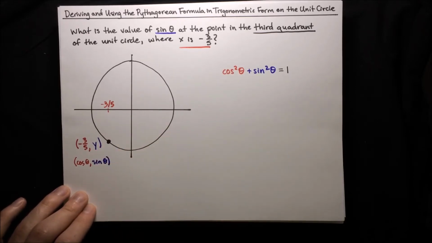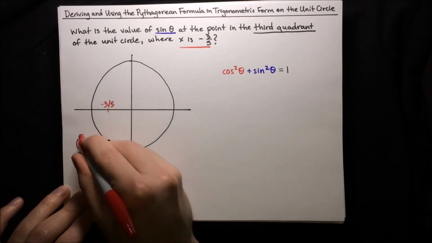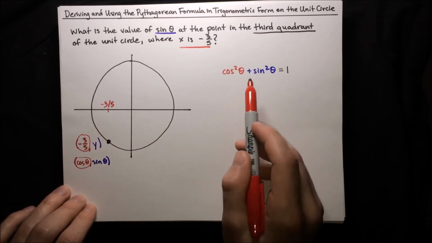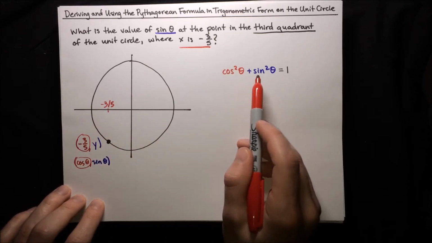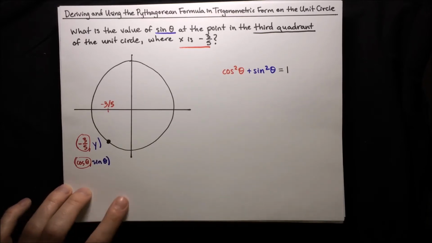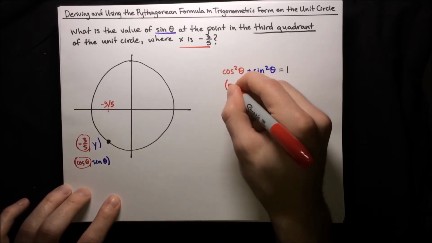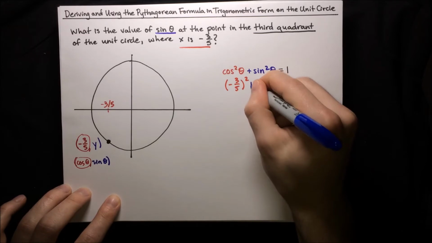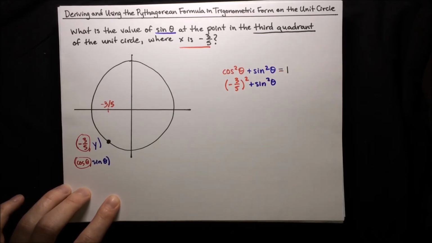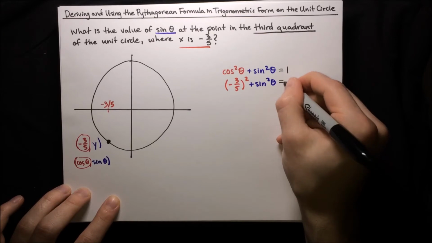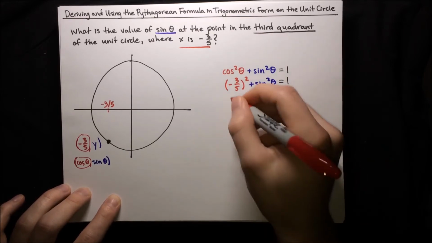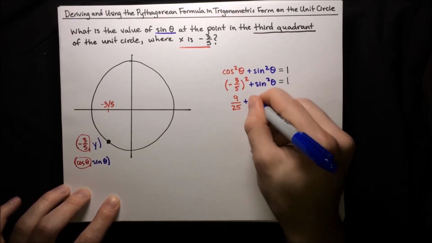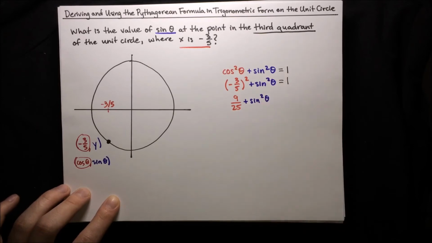And that shows us that cos theta is just negative 3/5. Cos theta is just the given x value. So we can substitute it into our Pythagorean identity and solve for sine. So let's do that. So cos squared becomes negative 3/5 squared. And we still have plus sine squared equals 1. Negative 3/5 squared, that's just 9 over 25. So 9 over 25 plus sine squared theta is equal to 1.